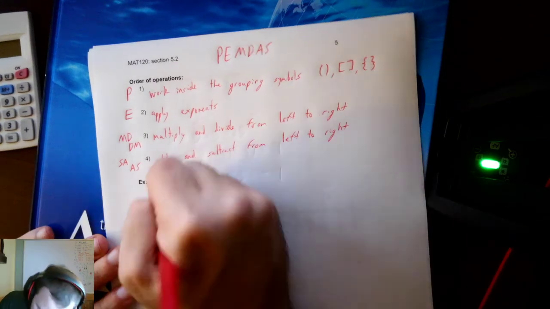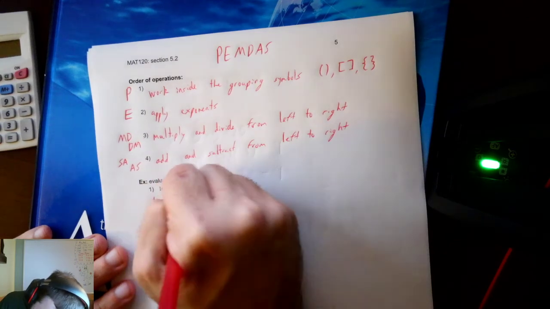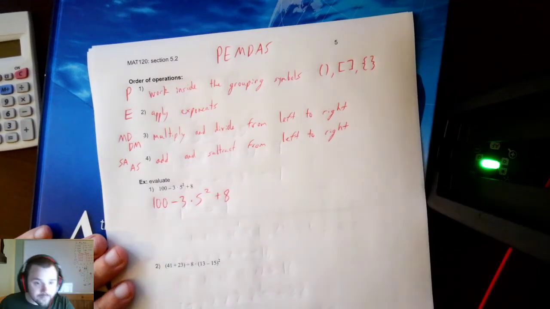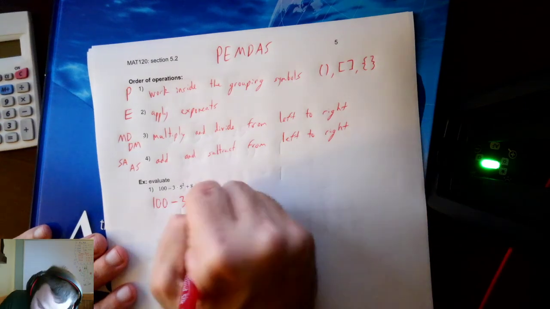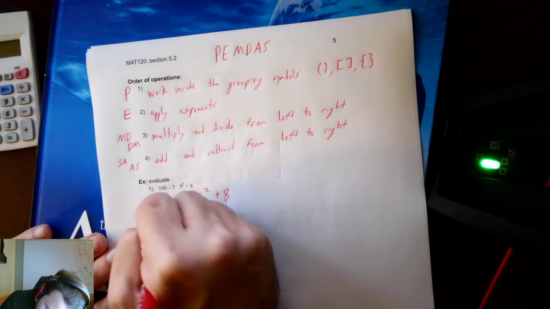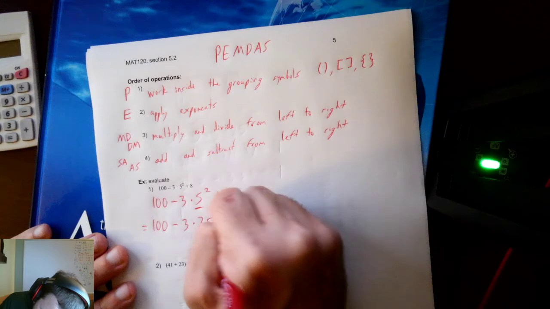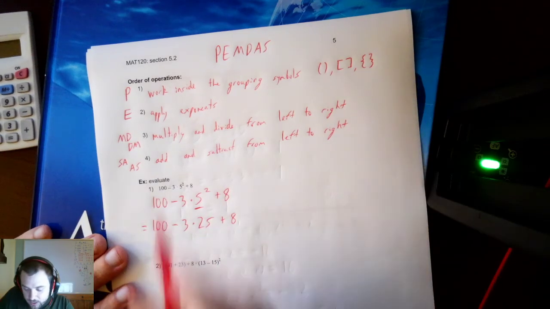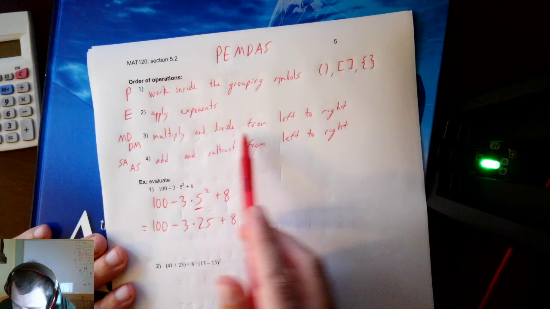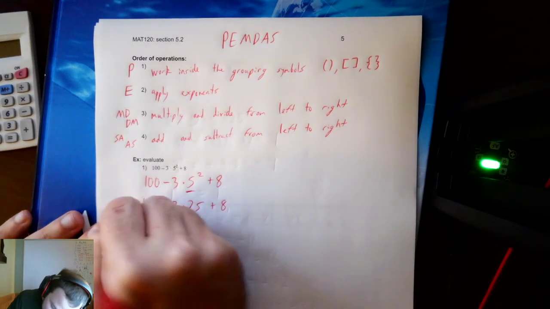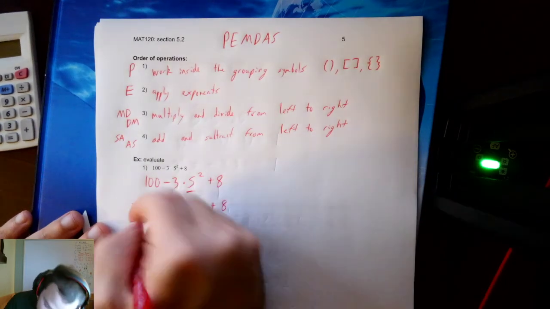So let's look at our first example: 100 minus 3 times 5 squared plus 8. What do I do first? Grouping symbols. There are none. Skip to the next step. Apply exponents. 5 squared is 25, so I get 100 minus 3 times 25 plus 8. Now I multiply and divide from left to right. Multiply. So I get 75 there.